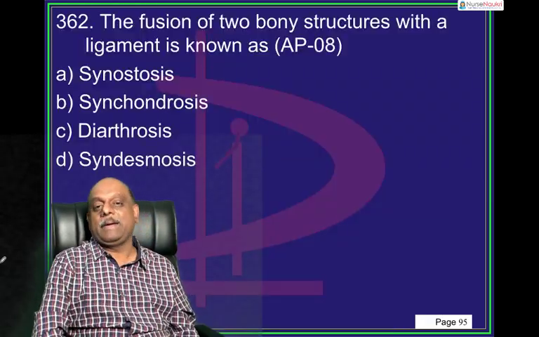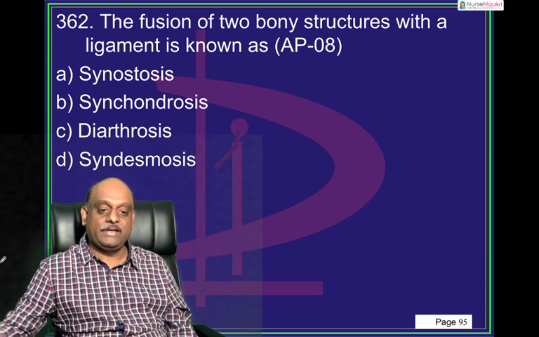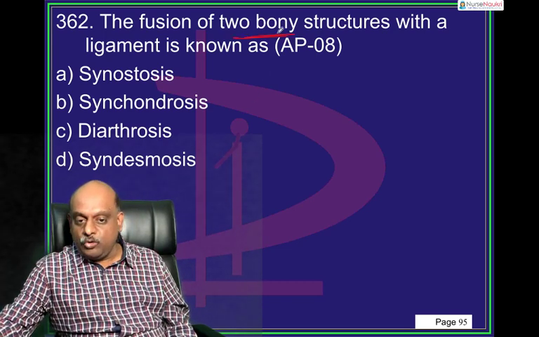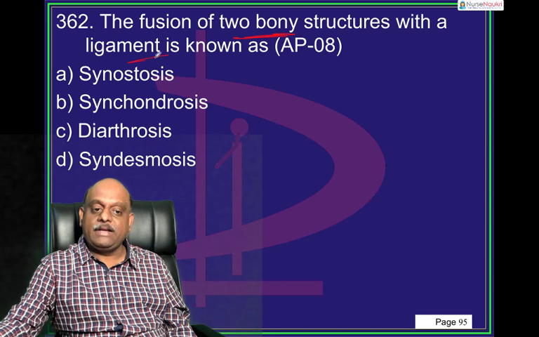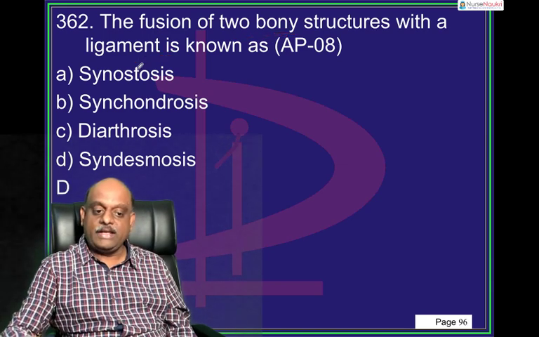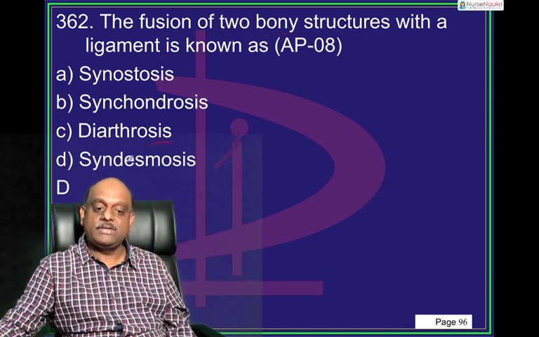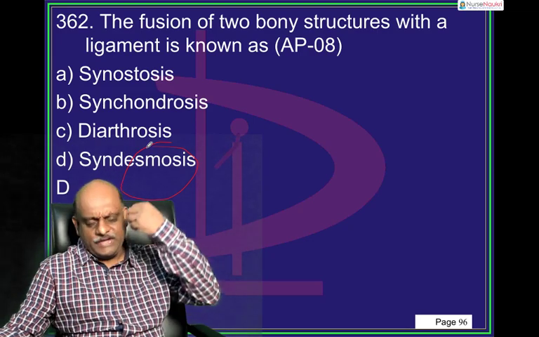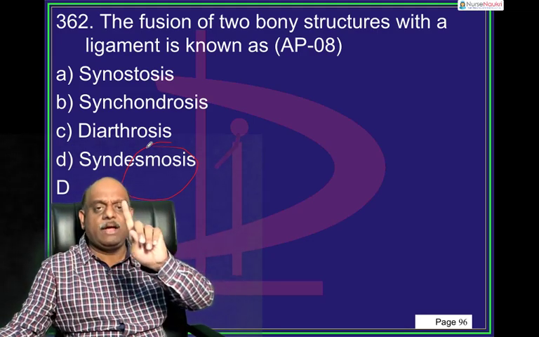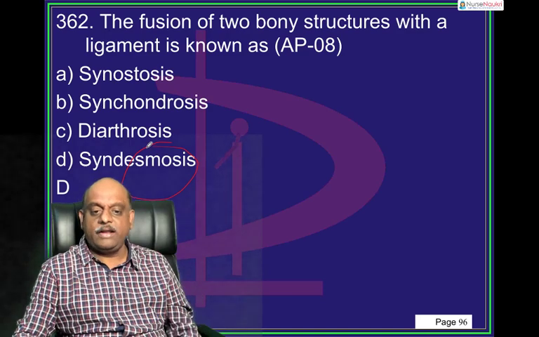Now doctor, the fusion of two bony structures within a ligament, what is that called as? It is called syndesmosis. From here everything is skating. Once the concept is clear, run, run, run, run.